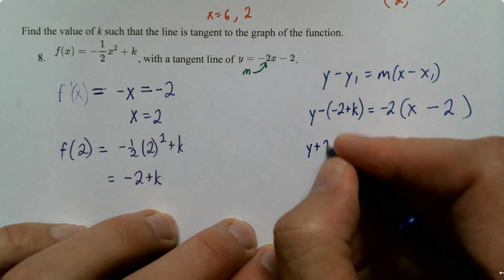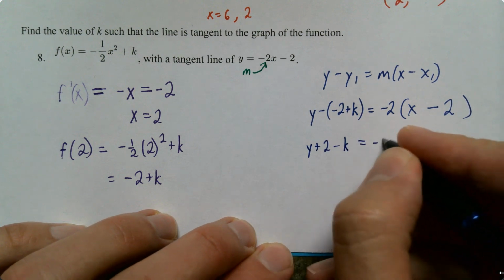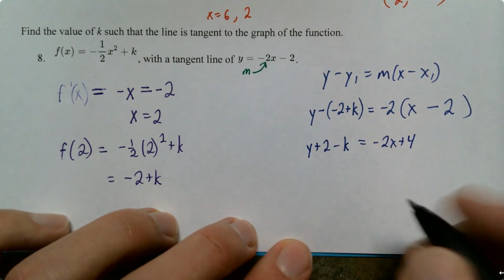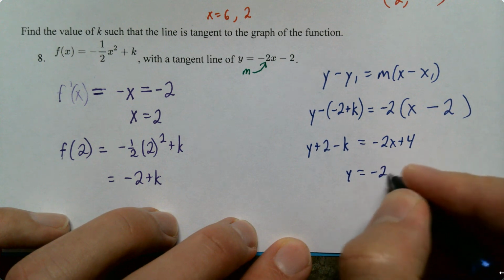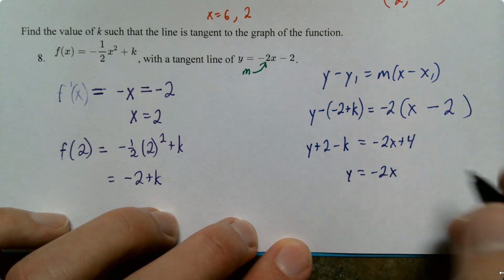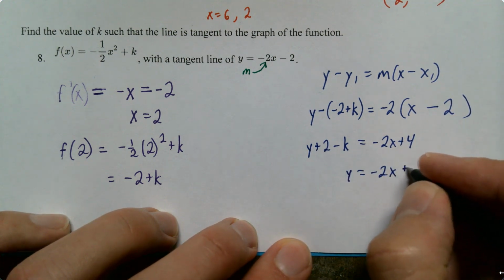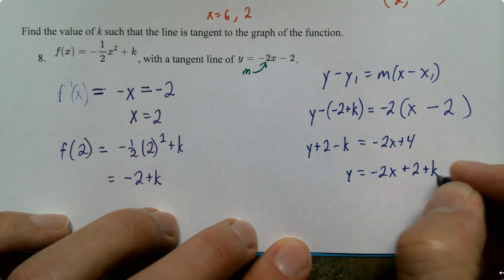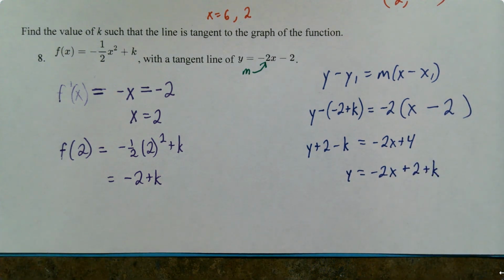So y plus 2 minus k equals negative 2x plus 4. So y equals negative 2x, and then we'd subtract 2, which gives us 2, and then we'd add k. Okay, wonderful. Well, where are we going with this?